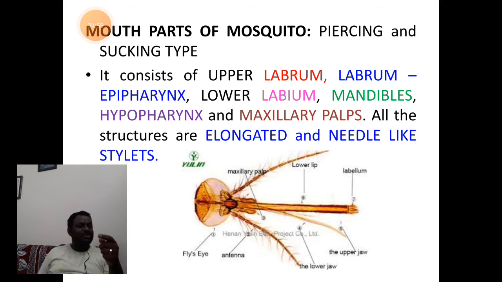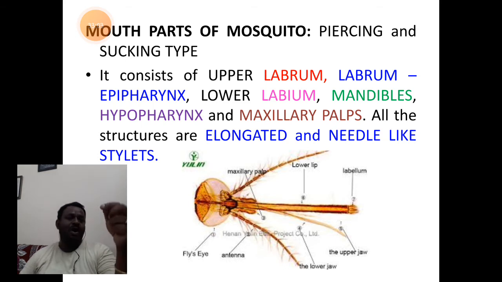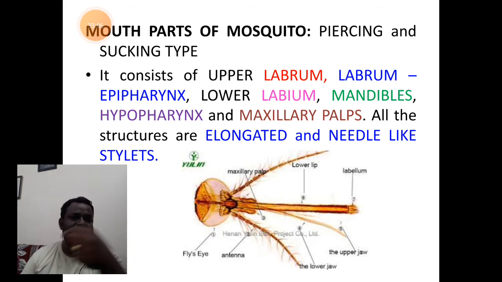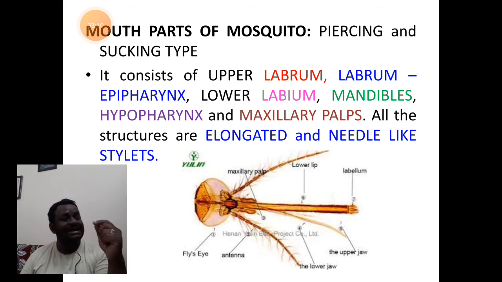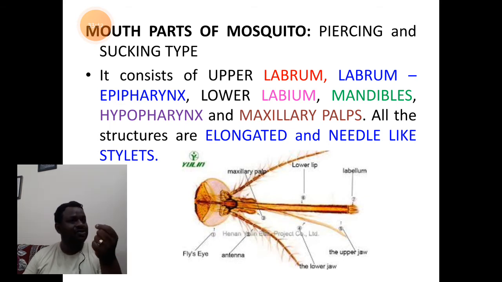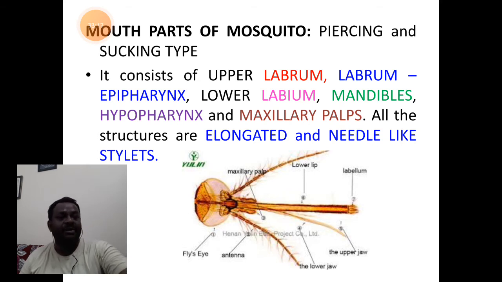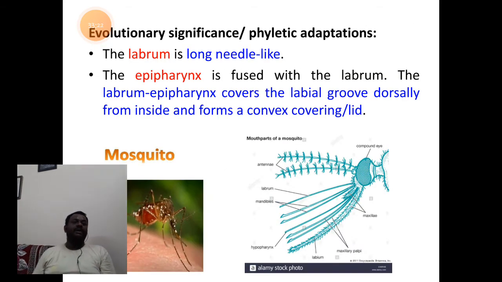So down in the picture you can see the mouth parts related to the mosquito. All the parts are elongated needle-like. So that's the specialty here. So these structures which are needle-like and elongated bring in the function of piercing and sucking type of feeding. First part, the labrum. It is long needle-like.